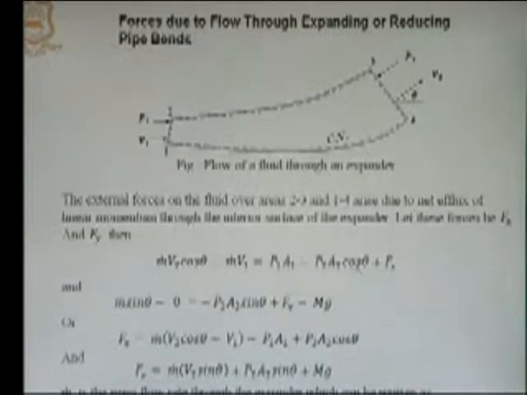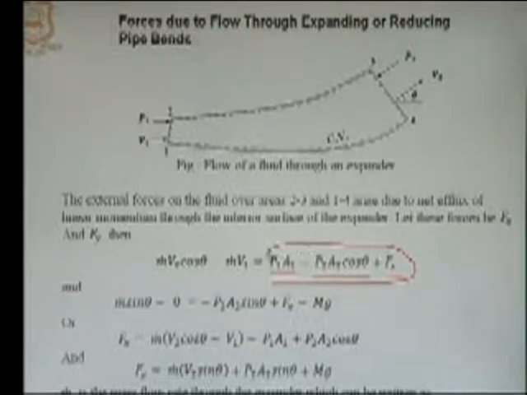So, let us go back and write the equation in x direction. P1 A1 is the pressure force in x direction, minus P2 A2 cos theta, plus Fx. This is the net force on this fluid element which is enclosed between section 1, 2 and 3, 4. This force is acting in x direction on this control volume.